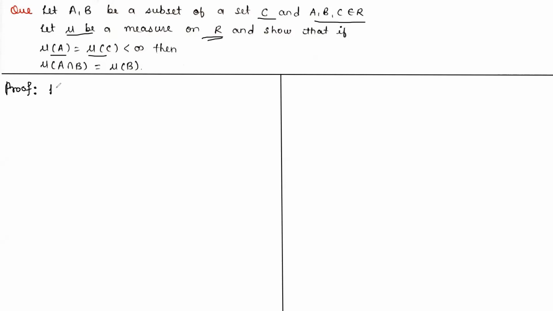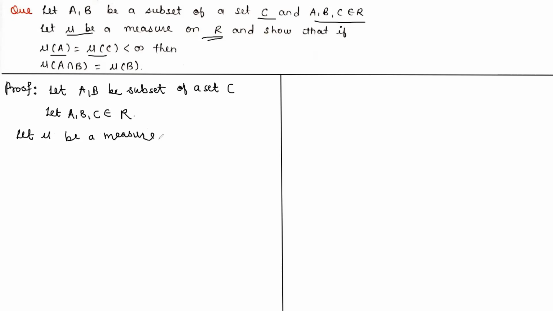So proof. As given, let A, B be subsets of a set C. Also let the sets A, B and C belong to the ring R. Also, let μ be a measure on R, then this μ is finitely additive.